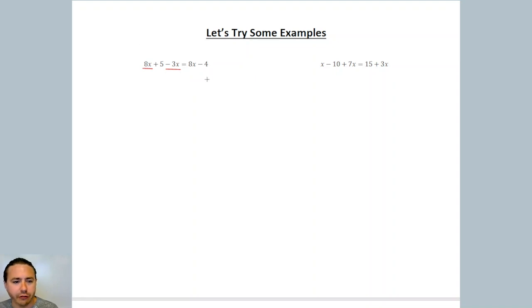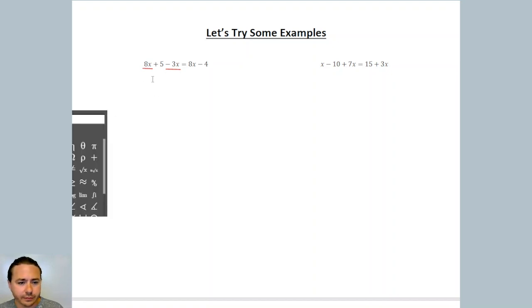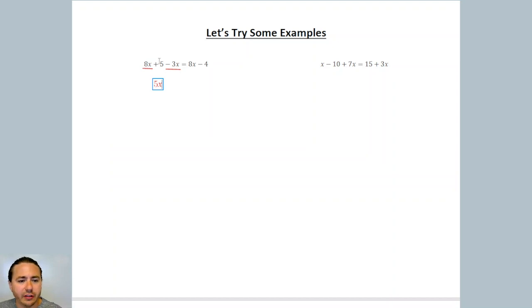So first things first, we're going to combine these 2, and that means you just add them together or subtract them if it's subtraction. So we want to combine an 8x with a negative 3x. 2 ways to think about it, either 8 plus negative 3 or 8 minus 3. Either way, you're going to end up with 5x. Oh, capital X there. Not sure what happened there. So we got 5x, and then this plus 5, nothing's really going on with that. And then we've got equals 8x minus 4.